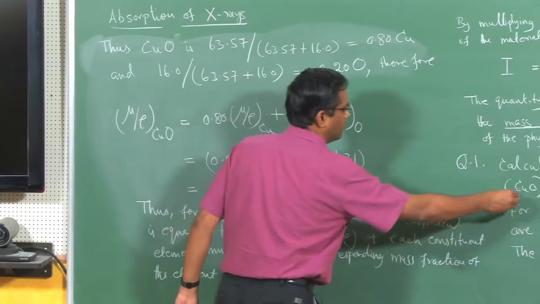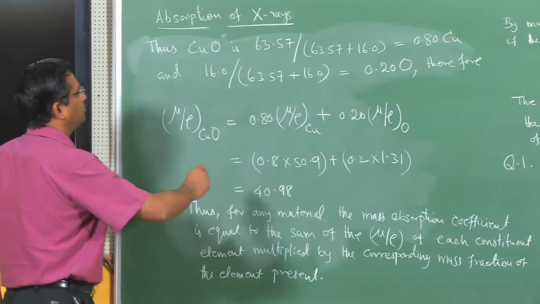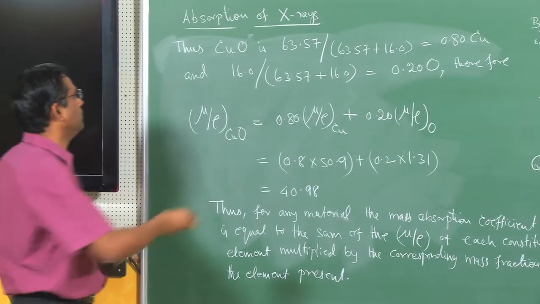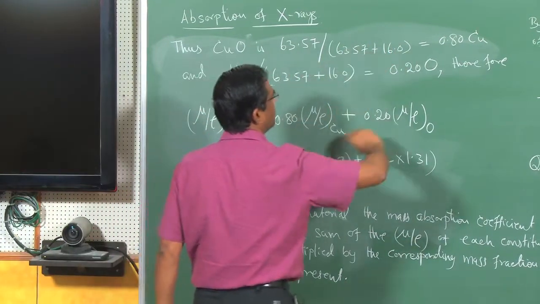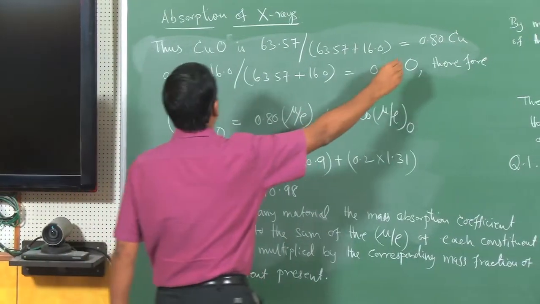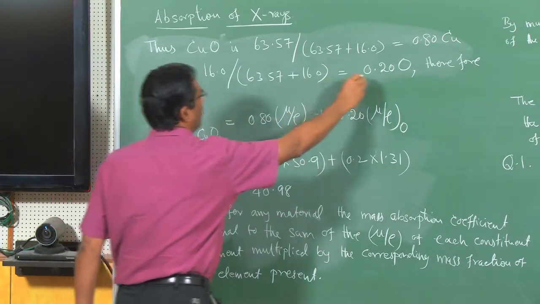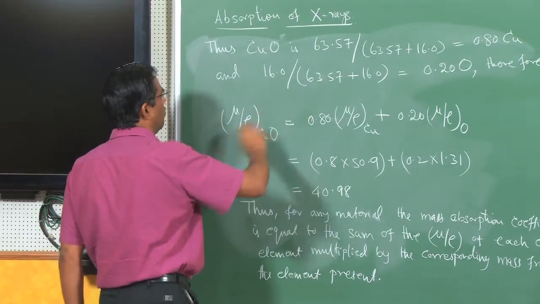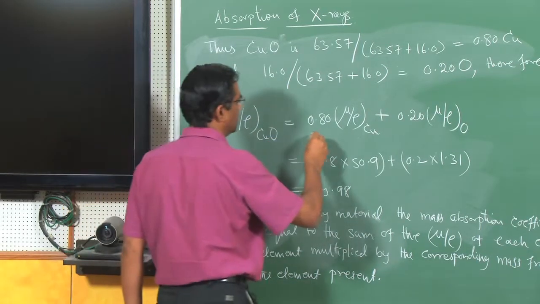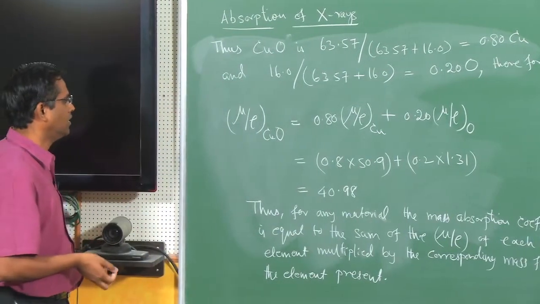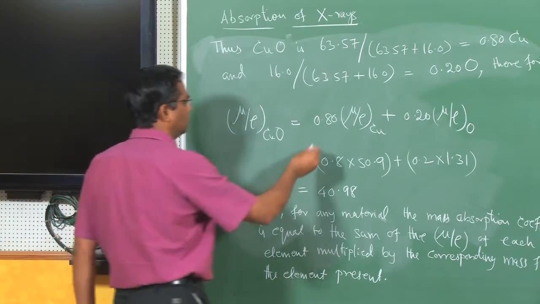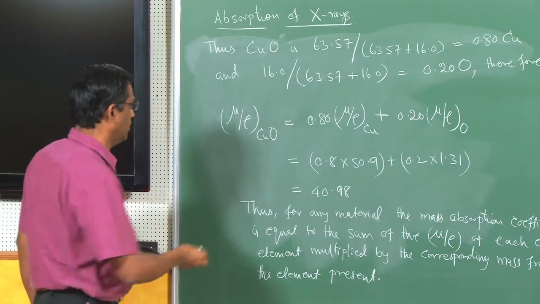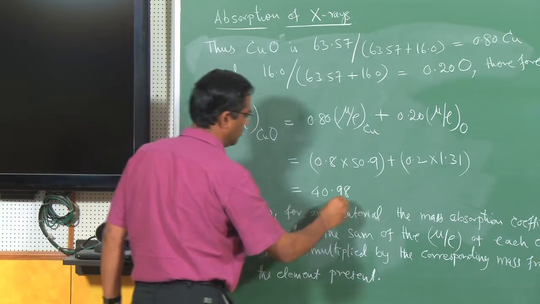So, for calculating the mu by rho of copper oxide, you have to calculate the fraction of each one. So, this is what you have just substituted for this compound: 0.80 of copper and 0.20 of oxygen, that is the fraction here. Then the mu by rho for this you calculate as just the sum of the individual mass absorption coefficients multiplied by the weight fraction. So, you just substitute this into this, and you get the mass absorption coefficient of copper oxide turned out to be 40.98.